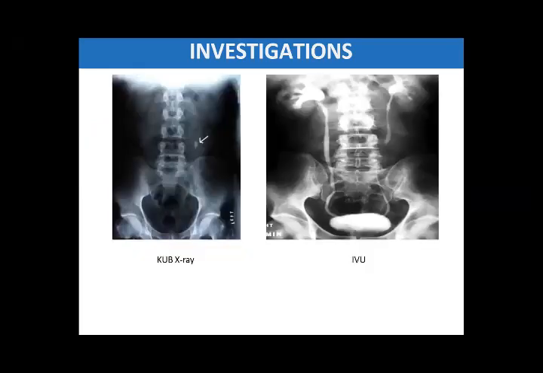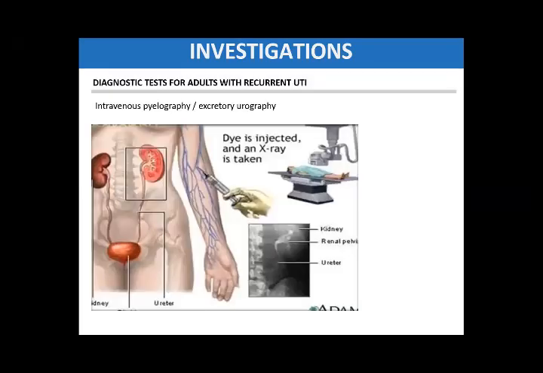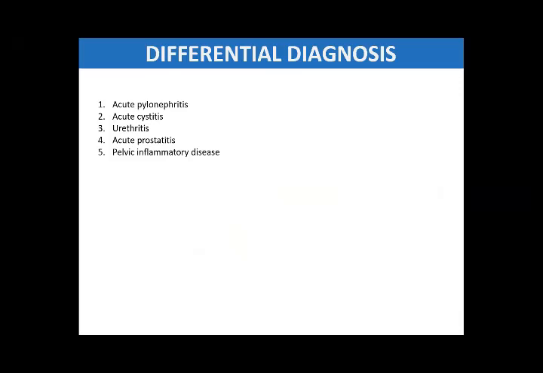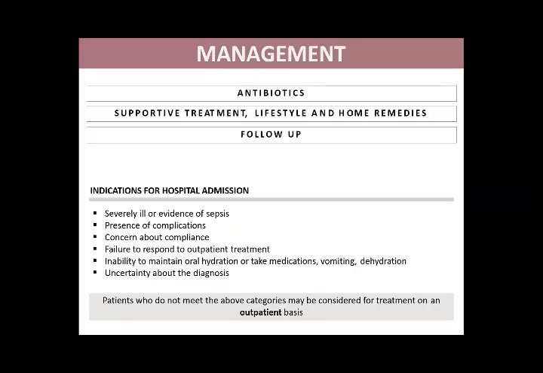And this is the simple KUB with IVP, and what is the differential diagnosis. We can see a patient with fever, chills and rigors, and suspicion of UTI. So it may be acute pyelonephritis, cystitis, urethritis, acute prostatitis, and TB. So what are the treatments?